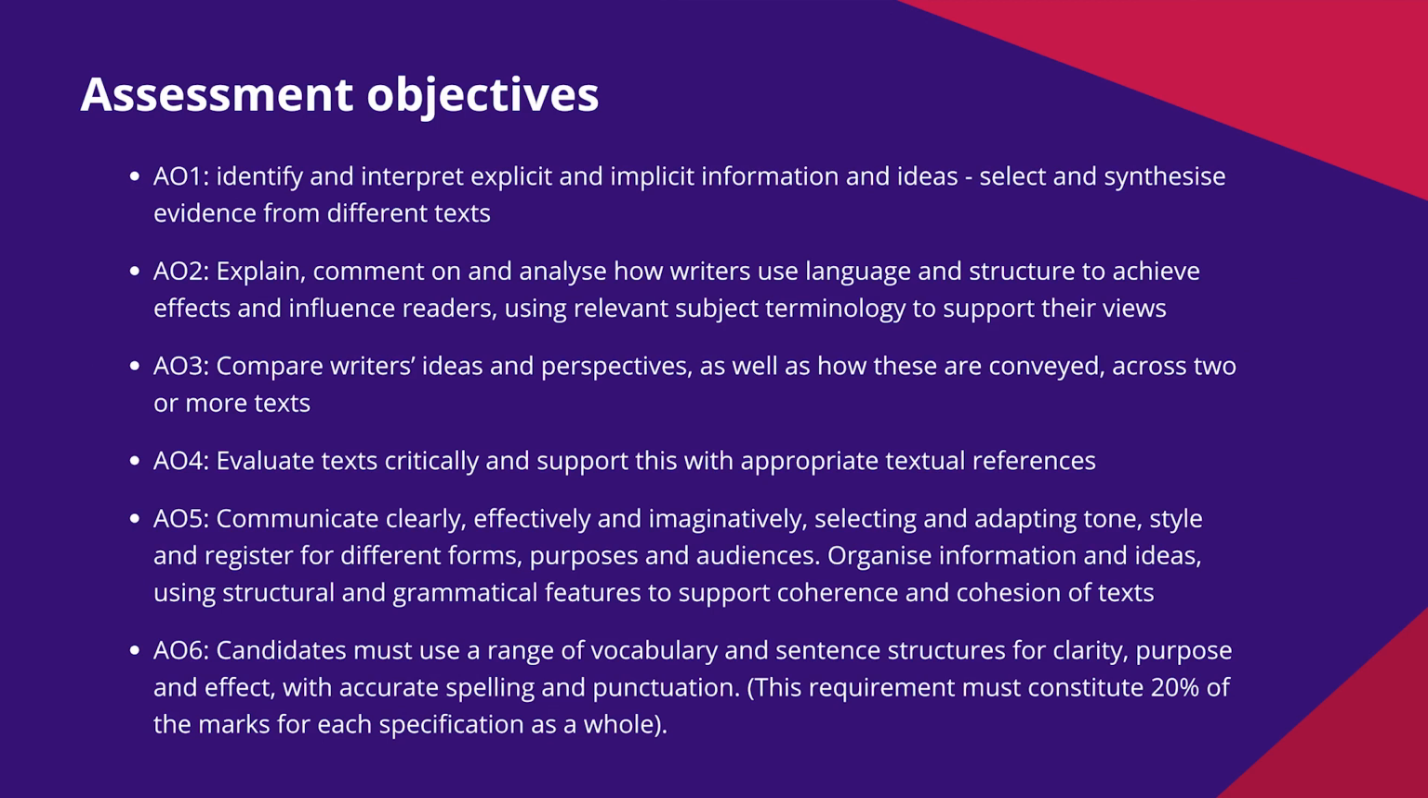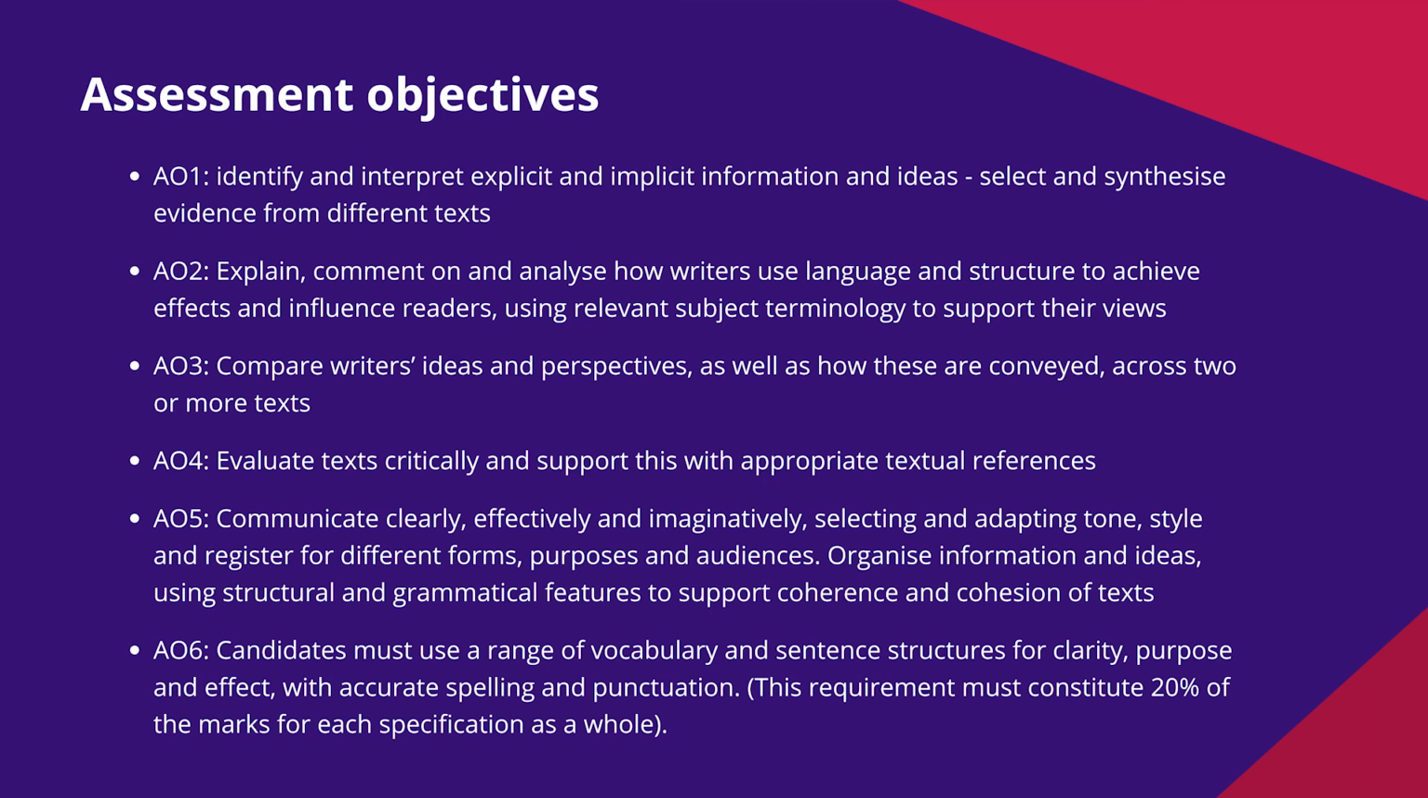AO1 is broken down into 2 subpoints, but essentially concerns the identification and then interpretation of information and ideas. The second point about selecting information from different texts is only relevant to Paper 2 when candidates are asked to select information from both sources, Paper 1 of course having just one source. AO2 is then focused on analysis, namely the effects achieved by writers through their choices of language or structure. This becomes important on Paper 1, where language and structure are tackled in different questions but via the same assessment objective, as we will see later on.